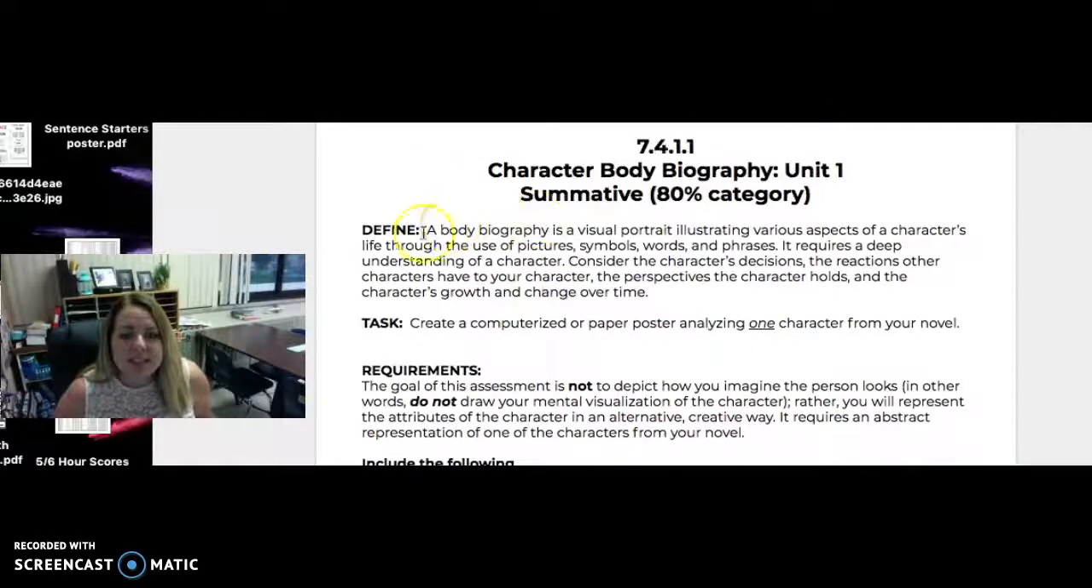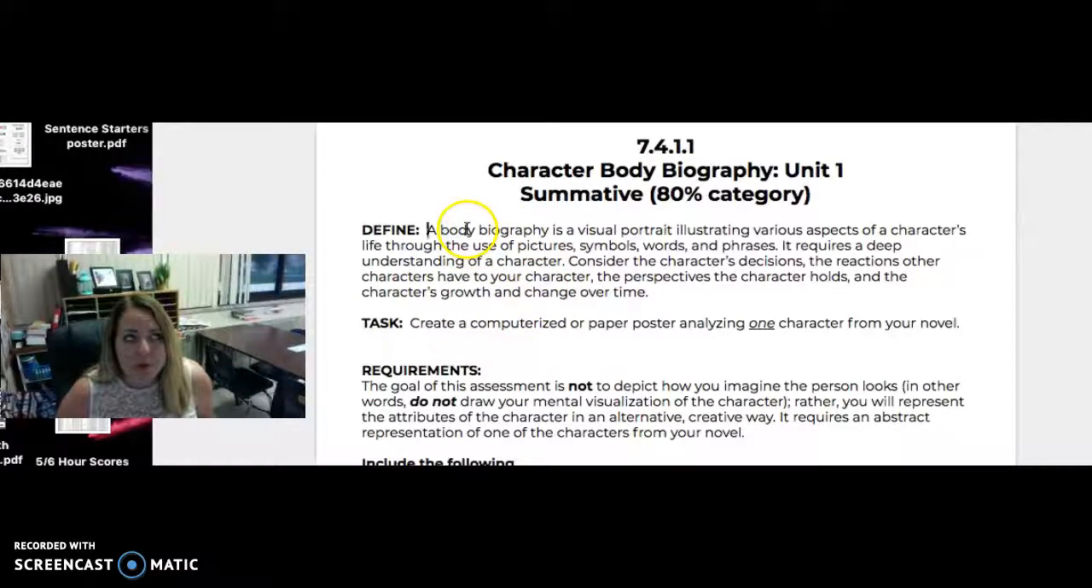And then what it does is it defines the project. What is a body biography, a character body biography? Well, this is going to give you the definition. Okay, so a body biography is a visual portrait illustrating various aspects of a character's life through the use of pictures, symbols, words, and phrases. It requires a deep understanding of a character. Consider the character's decisions, the reactions other characters have to your character, the perspective the characters hold, and the character's growth and change over time. Okay. So that's all part of creating a body biography.